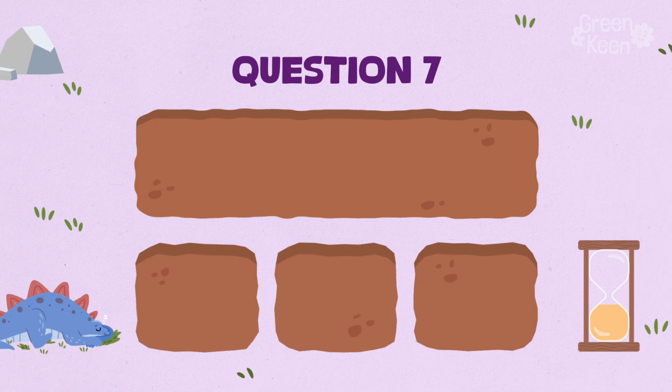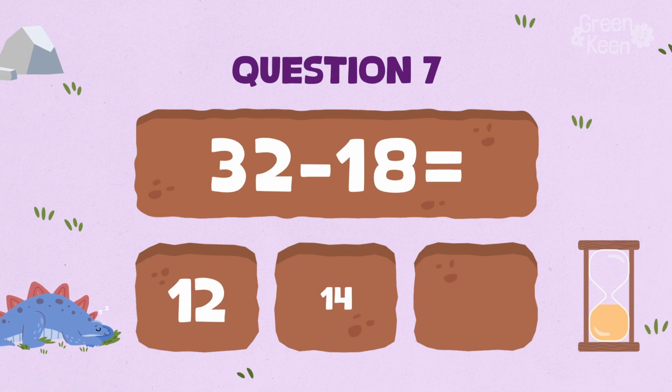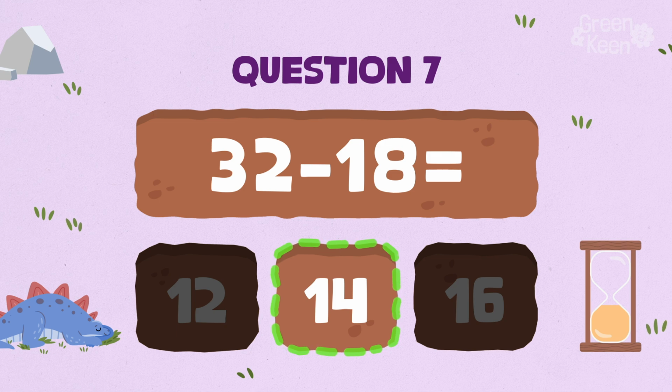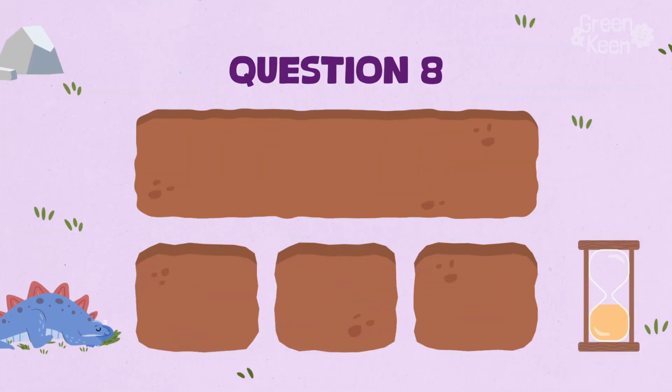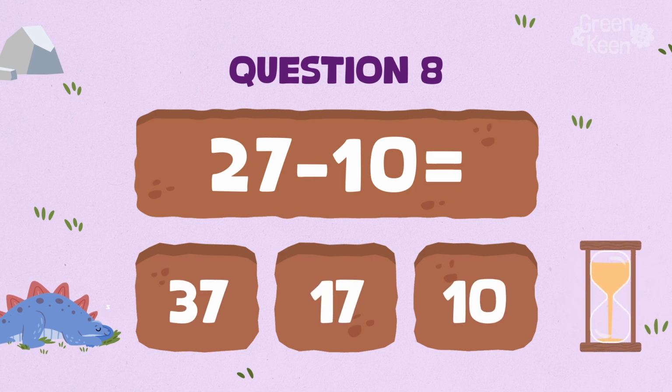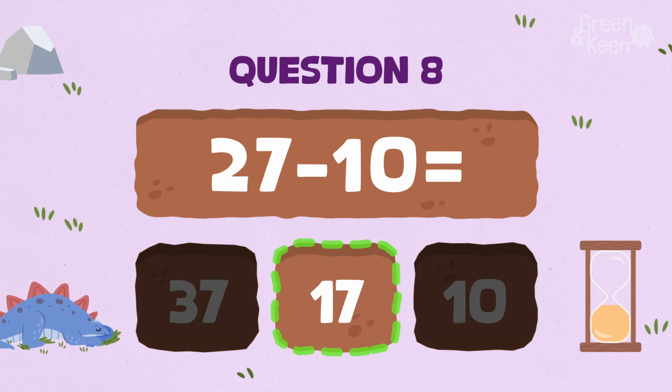Question number 7. 32 minus 18 equals? The answer is 14. Question number 8. 27 minus 10 equals? The answer is 17.